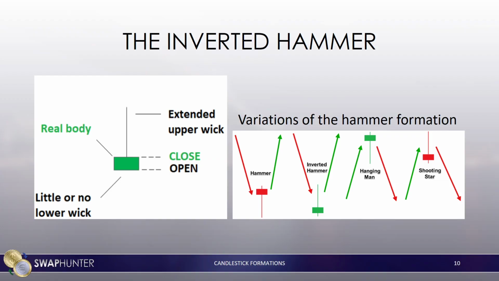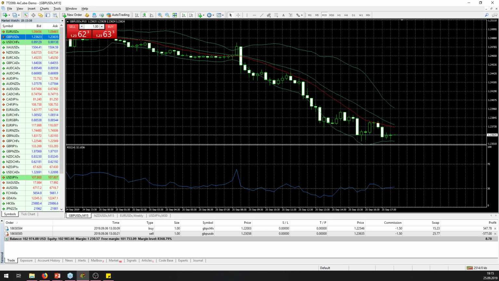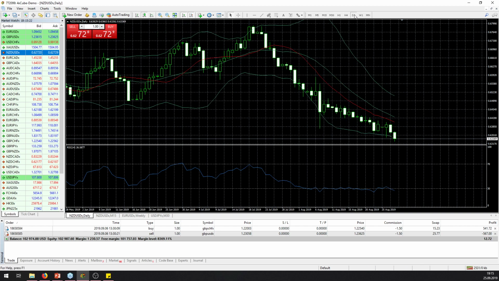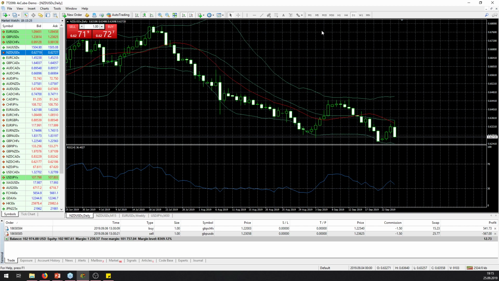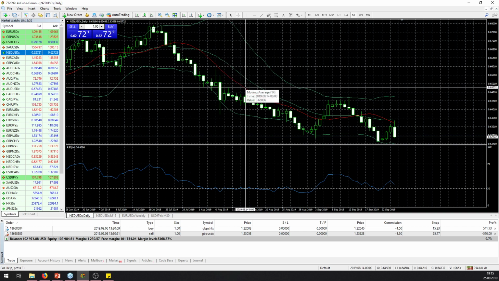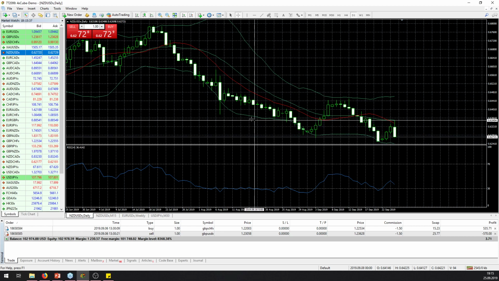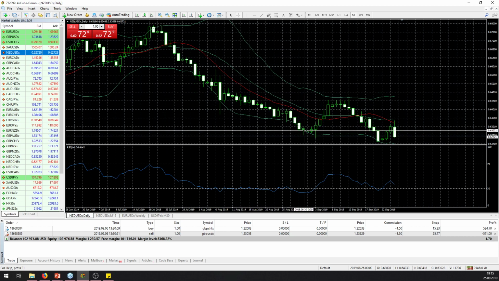So I'm going to pop back into MetaTrader 4 and let's have a look for an inverted hammer. Let's have a look at New Zealand US dollar. So where can we find one? Let's move on to a daily chart time frame, which I've done here. I'm going to get my cursor and look for the inverted hammer. So we can see a downtrend here.